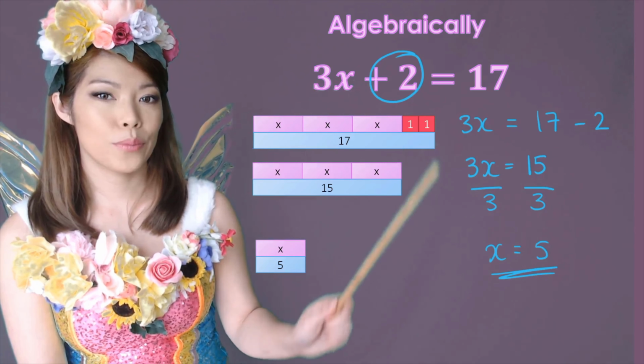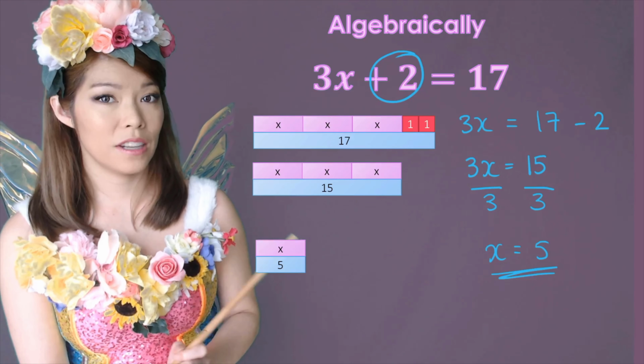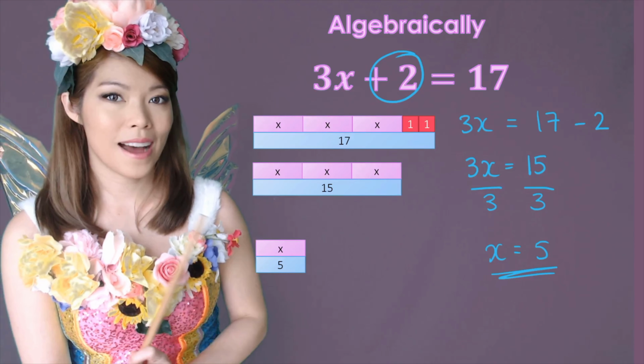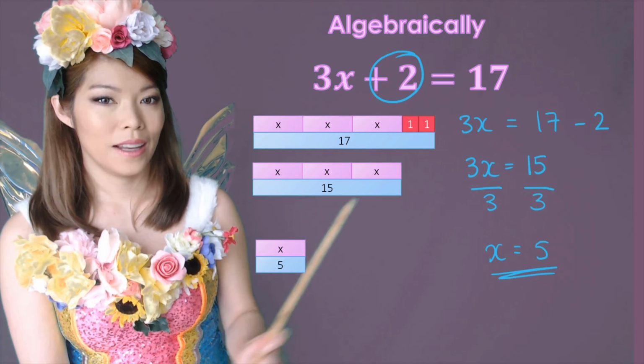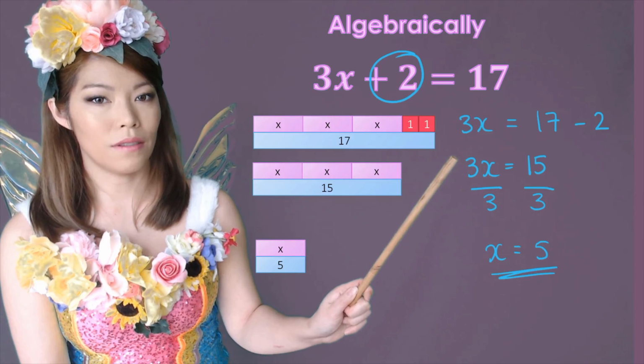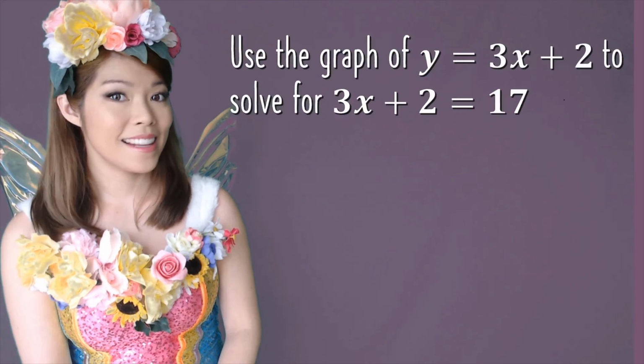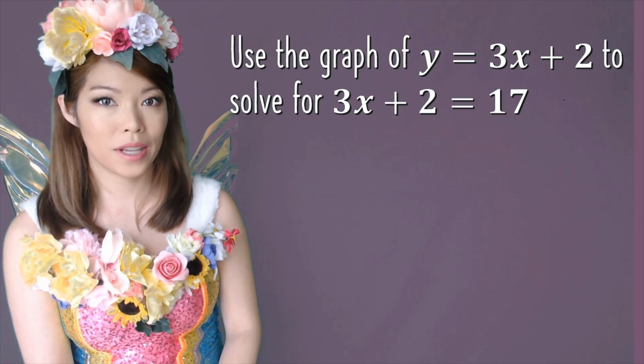So solving algebraically, we're using the inverse operation. If you forgot an inverse operation, you might want to click on the little eye in the corner, it will take you to that video. So the inverse of adding 2 is minus 2. The inverse of multiplying by 3 is dividing by 3. And thirdly, we can solve the same question using a graph.